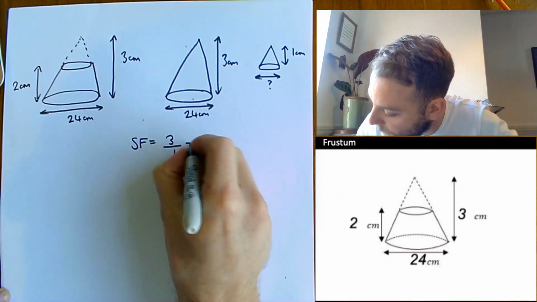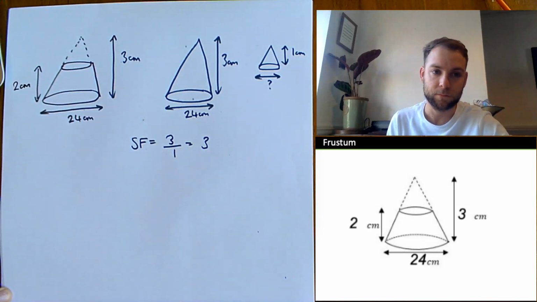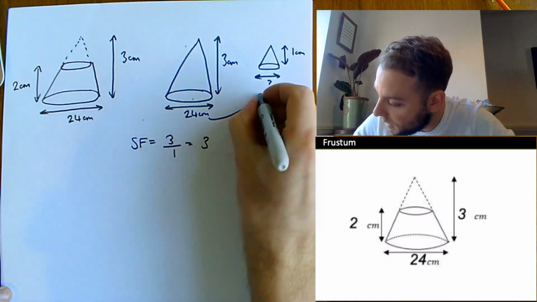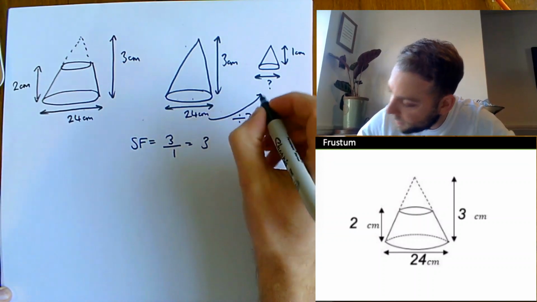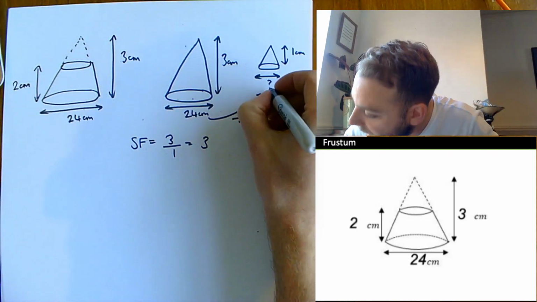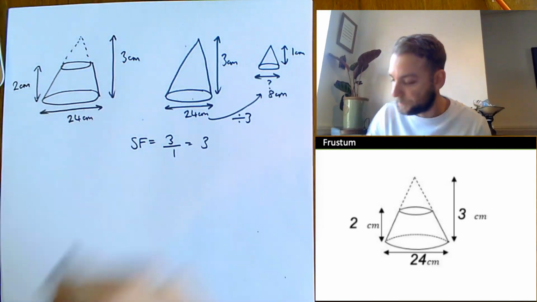So 3 divided by 1, which is equal to 3. So this one here is 3 times bigger. So to find out this diameter here, I need to divide this by 3. So 24 divided by 3, which is equal to 8 for that diameter.